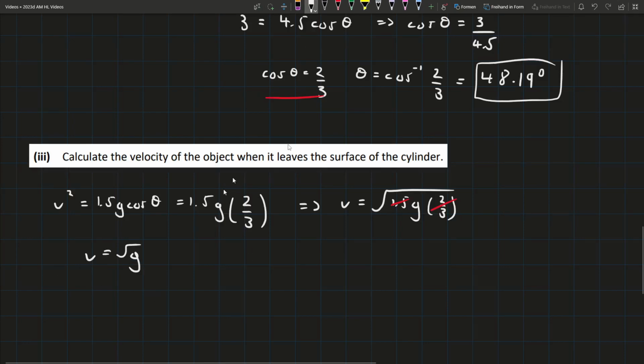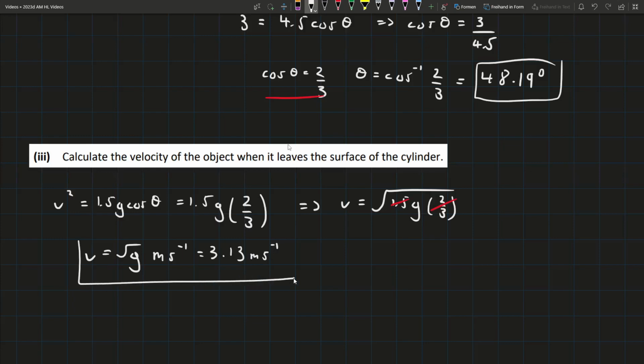And if you want to get a numerical value on it, just in case, because you probably should, first of all, it's the square root of g meters per second. You should put in a unit usually, which is the same as, if you want to put a decimal in just in case, 3.13 meters per second. And that is the answer for v once it leaves the cylinder.